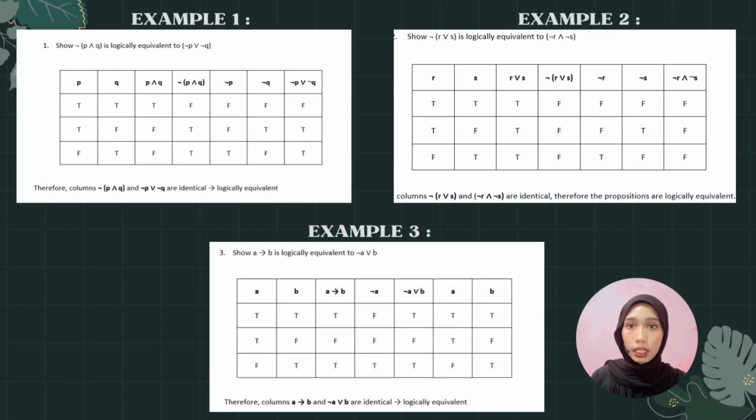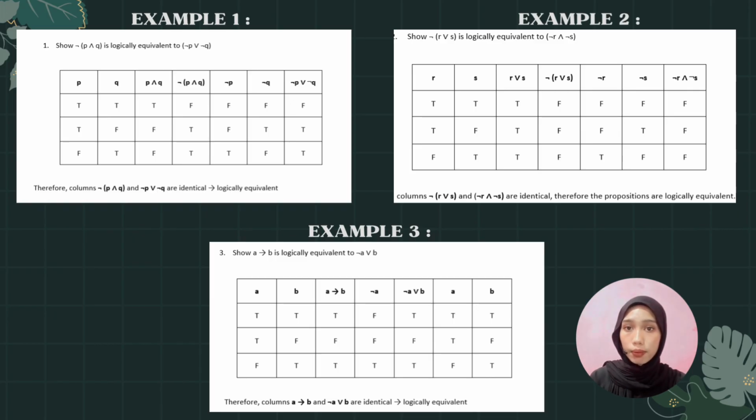Our first example demonstrates one of De Morgan's laws, showing that the negation of a conjunction, negate P and Q, is logically equivalent to the disjunction of the negations, negate P or negate Q.